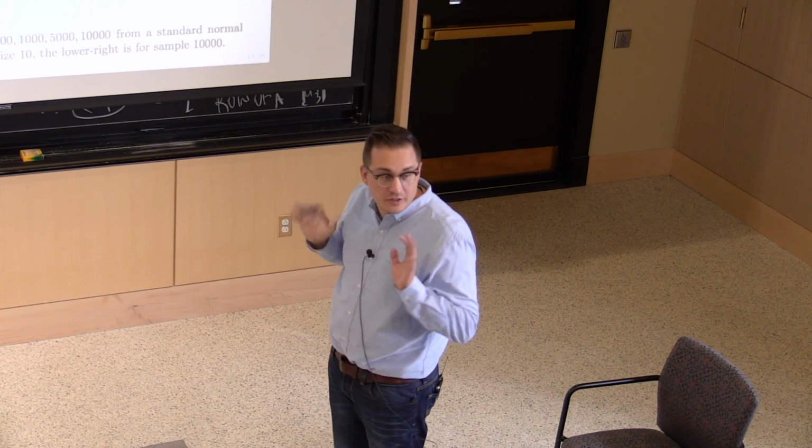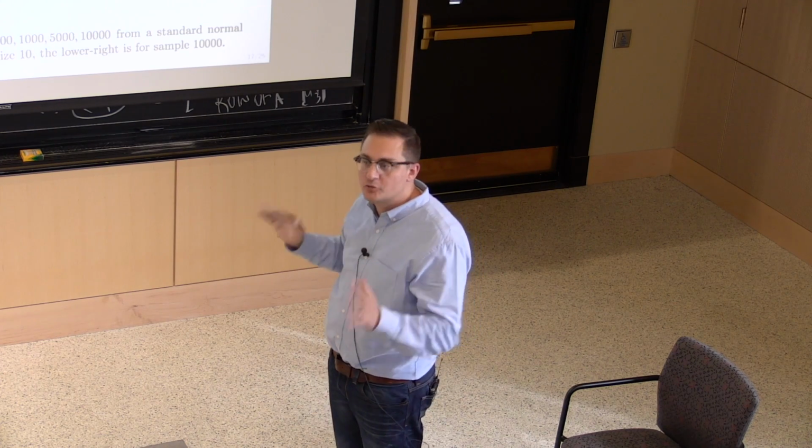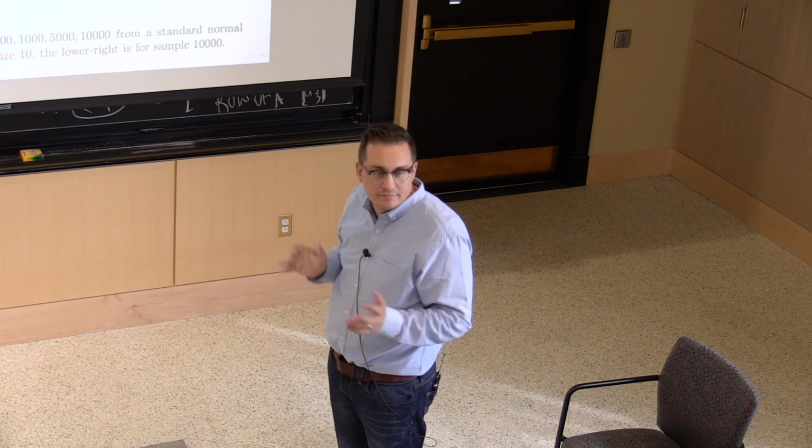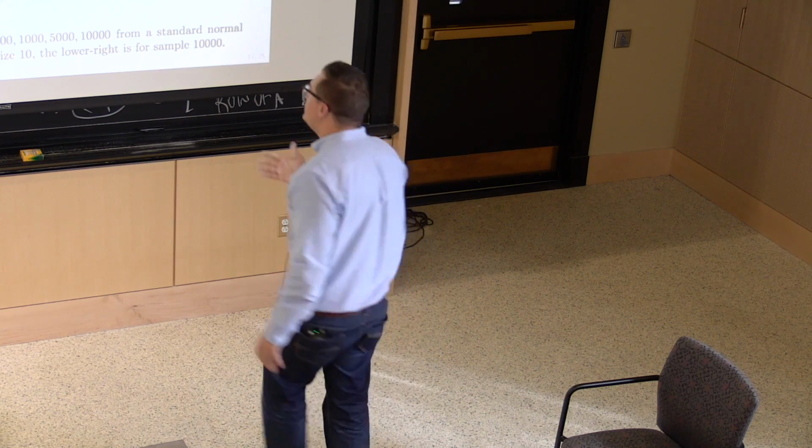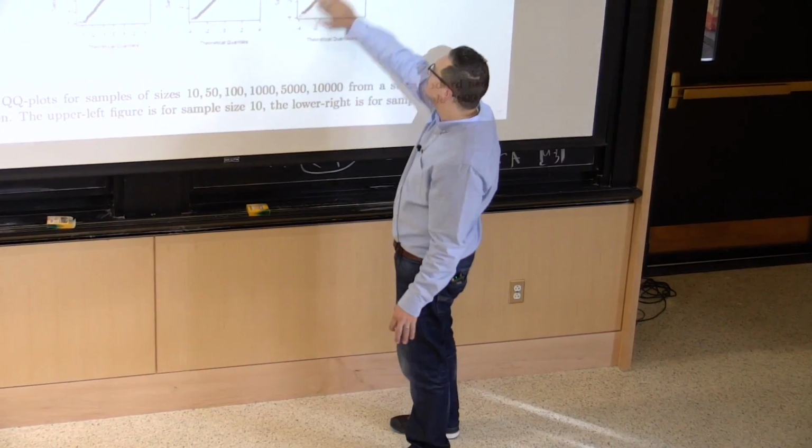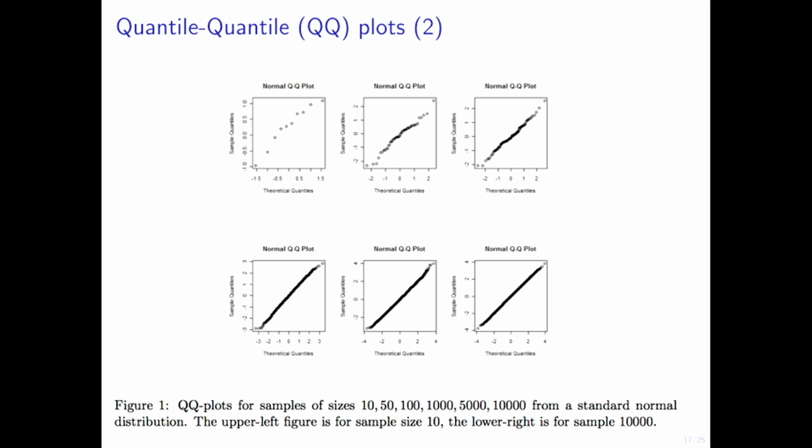But here, what you expect to see is that all the points should be on the 45-degree line, right? There should be the right one. And if you see, when I start having 10,000 samples, this is exactly what's happening. So this is as good as it gets. This is an N(0,1) sample plotted against the theoretical quantiles of an N(0,1). As good as it gets.